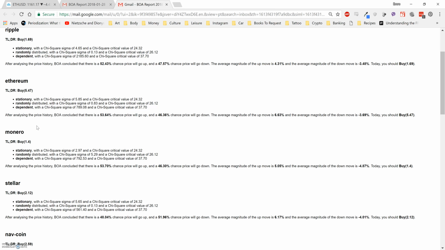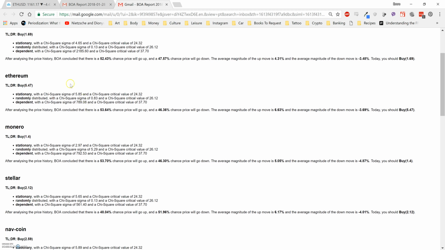So if you have, for example, a specific trading strategy based on technicals, let's say it's something like a moving average crossover or whatever, something very simple, you can use that, and you can use BOA to confirm your suspicion. So BOA is going to go back through the entirety of price history for a coin and just analyze how it has behaved in the past, and it's going to spit out some basic predictions. And yeah, so that's how you read the BOA email.